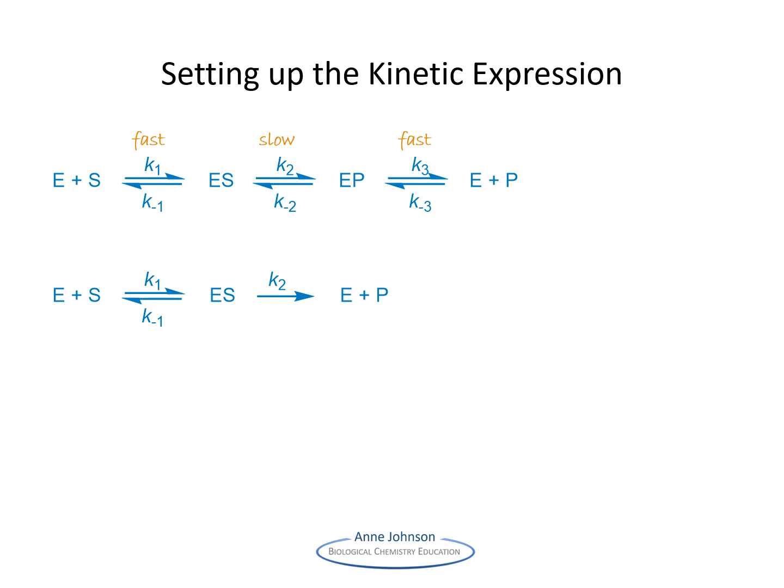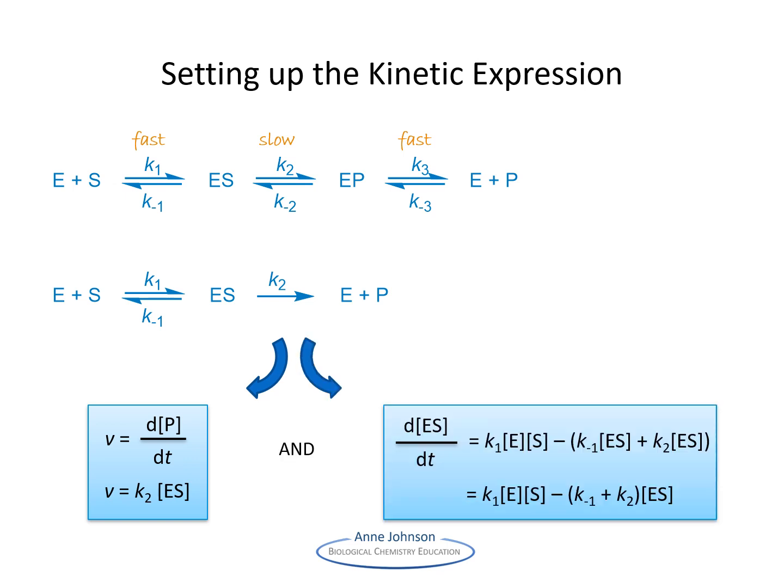Out of this view of the reaction, we get two important expressions. First, the rate of reaction is the change of P as a function of the change in time. Another way to look at this is that the rate of formation of P is a function of the rate of conversion of the ES complex to product and the concentration of the ES complex. Secondly, we can see that the concentration of the ES complex at any time comes from the formation of the ES complex and the degradation of this complex, either from dissociation or reaction.